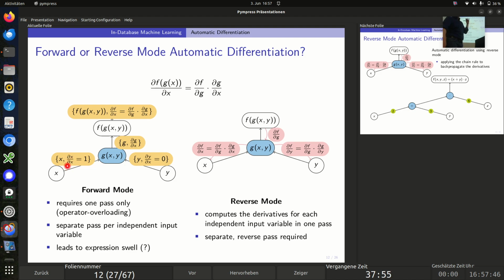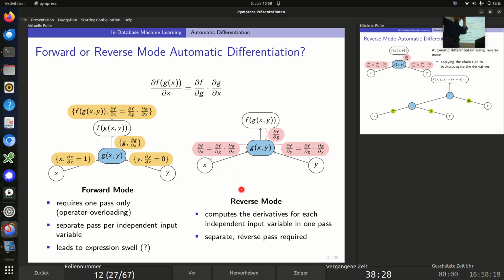So here, for example, we have to first derive with regard to x, and then if we want to get derivatives with regard to y, we have to redo all the steps. Because here, for y with regard to x is always 0, and if we want to derive the whole function with regard to y, we have to recompute it. And that's why most of the time reverse mode is used, because this computes the derivatives for each independent input variable in one pass.